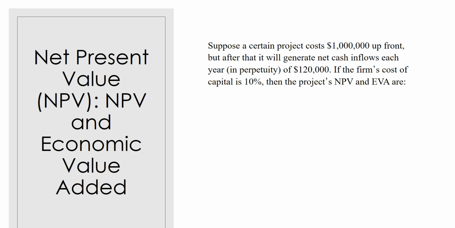So let's first calculate the net present value. The net present value is the present value of the benefits minus the cost. And so if this project is going to have $120,000 in benefits in perpetuity, remember that the present value of a perpetuity is equal to the cash flow divided by the discount rate. So 120,000 divided by 10% minus the initial cost of 1 million. So 120,000 divided by 10% is 1.2 million. So subtract a million from that and you get 200,000.